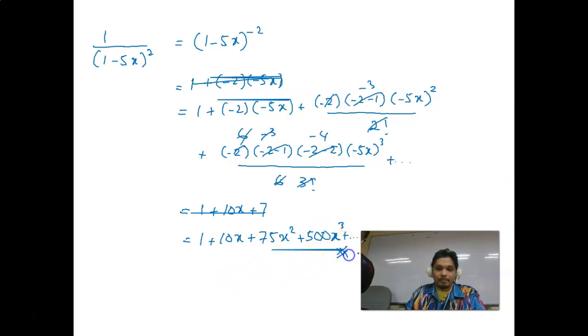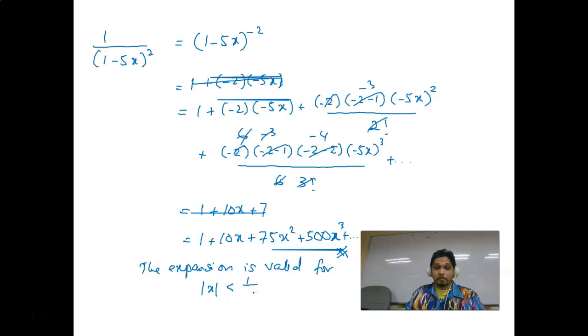Okay, that's it. And then the expansion is valid for, okay, modulus of x less than 1 over modulus of negative 5, which is also modulus of x less than 1 over 5, and x lies in between negative 1 over 5 until 1 over 5.